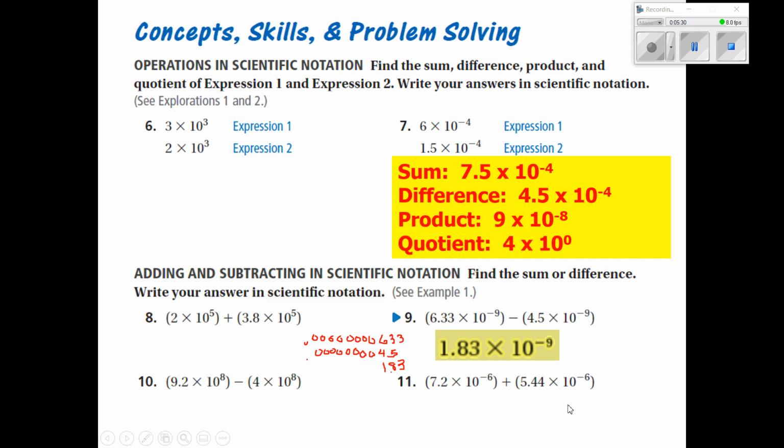Number 11 is we're adding these, so we're going to take these numbers, and this is going to be a little different. You might notice that 7 plus 5 is not going to make 1, but what you might also know is it will make 12. This is how we do this. We're taking 7.2 times 10 to the negative 6 power. So this is going to be going back 5, right? 1, 2, 3, 4, 5. It's going to be 72.